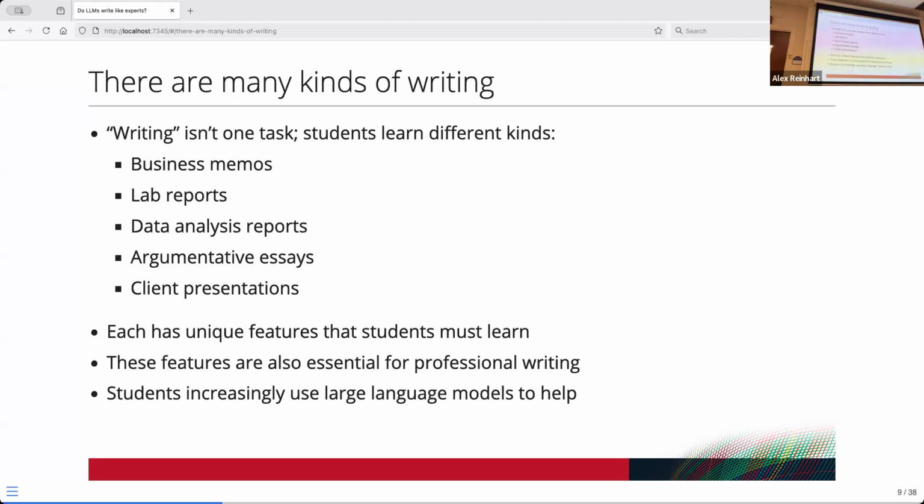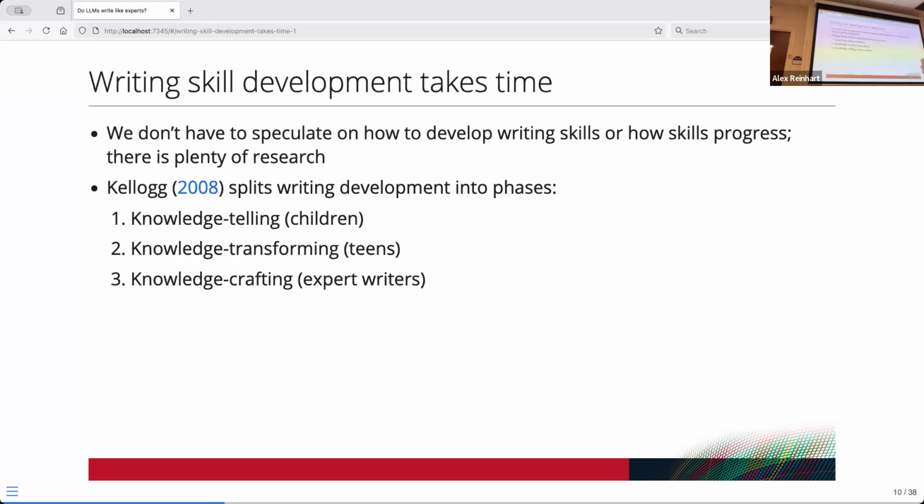But of course, we're increasingly using LLMs to help us do all of these things. And we don't have to speculate that much on writing skill development and the effect of practice and doing things in courses, because this has already been studied by, again, the English literature and English writing community.